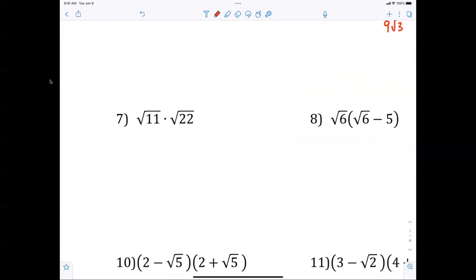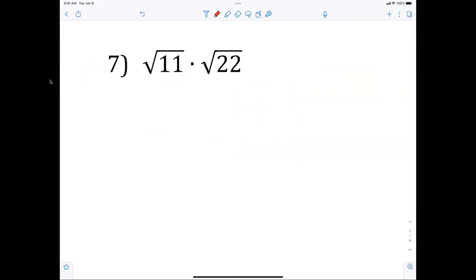All right, so let's take number 7. Do I want you doing 11 times 22? No, I want you to recognize there's a what in 22? An 11. Everybody should look at that and just say there's 2 11s. So that comes out as a what? 11 radical 2. I thought you were just like multiply both of them.